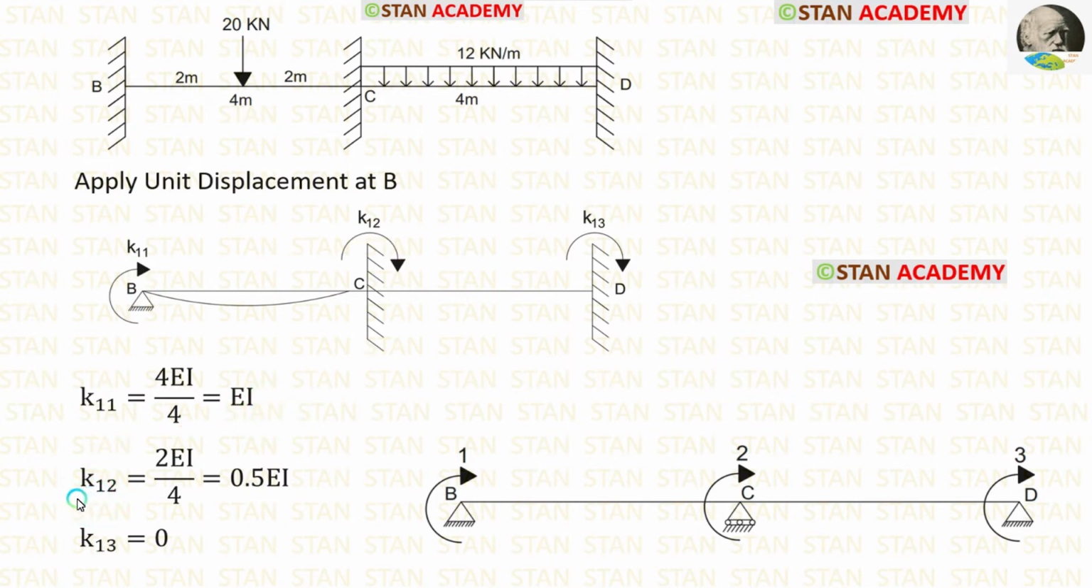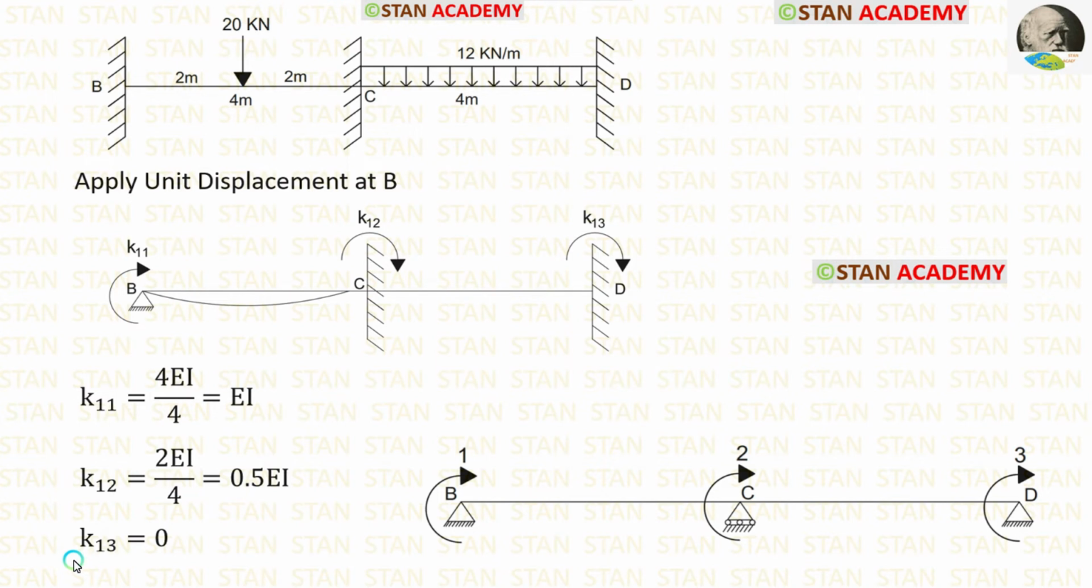Now, let us calculate K12. For that, from the point C, we have to look on both the sides. On the right side, there is no curve. If there is no curve, there will be no stiffness. On the left side, there is a hinged support. If the far end is hinged, the formula for stiffness is 2EI upon L. Length of CB is 4. Let us apply that. Finally, for K12, we are getting 0.5 EI.